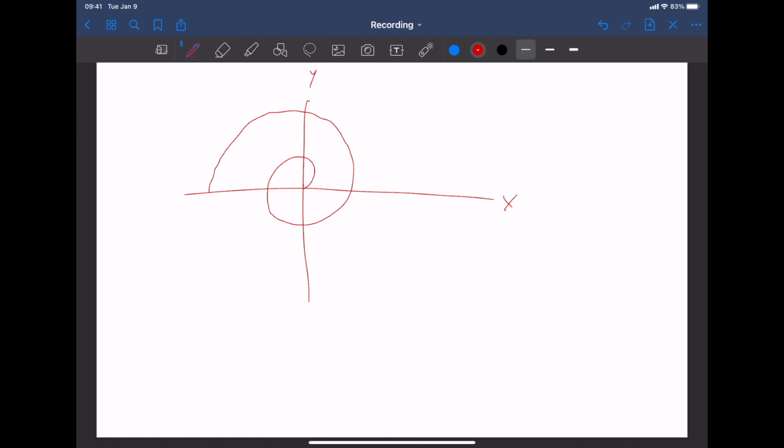All right, I hope some of this made sense. We're definitely going to look at a GeoGebra video and see what things look like. Maybe we'll play around with some of these.